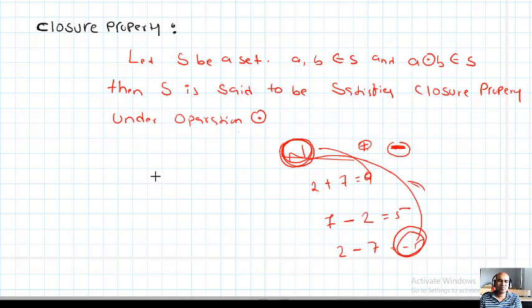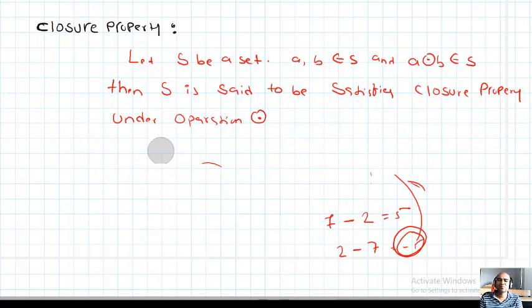Okay, the same natural numbers are taken. One natural number is 2, another is 7. If the operation is division, what happens? 2 by 7 is not a natural number, which means natural numbers do not satisfy the closure property under the operation division. In this way you can check the closure property for all sets of numbers.